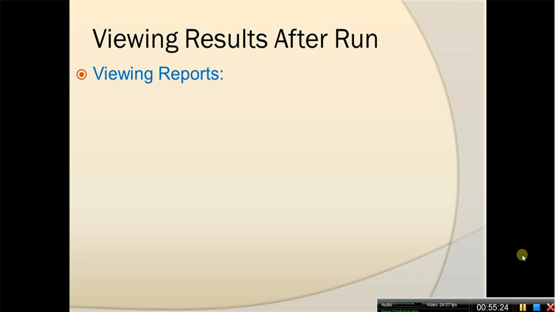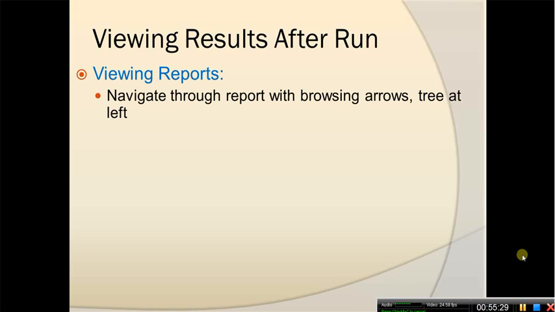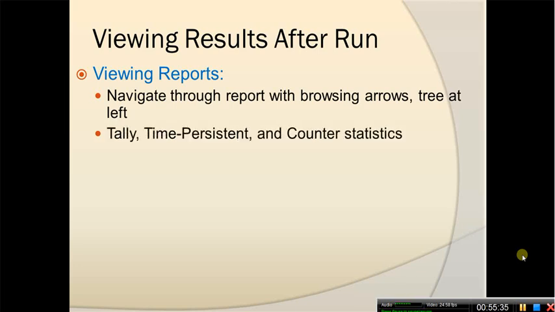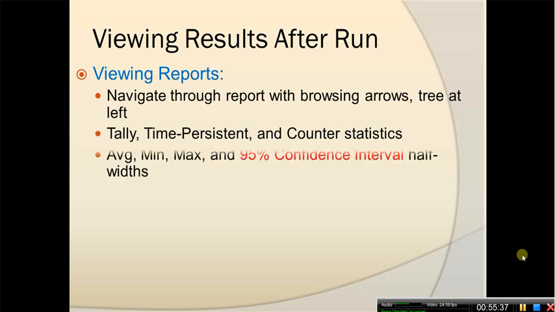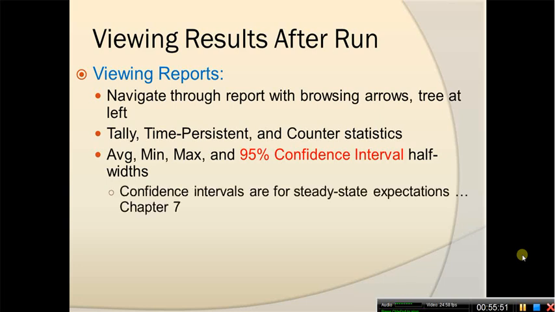So as you saw, right, when I viewed the report, I was able to navigate through the report with browsing arrows, right, and there's a tree at the left that I touch, right, so I could actually look up the tally, time persistent, and counter statistics. I saw the average, minimum, maximum, and some of the 95% confidence interval half-width, right? Only for some of the half-widths were calculated, for others they were not, and we'll discuss more of why after we talk about chapter 7 and steady state analysis.